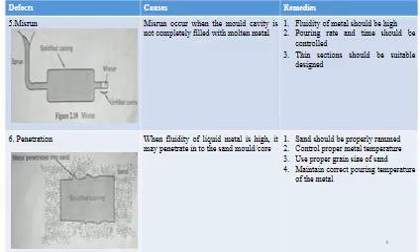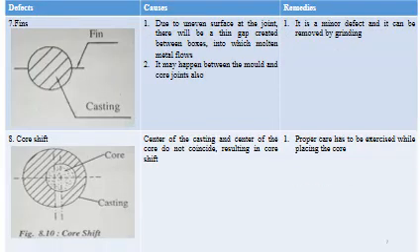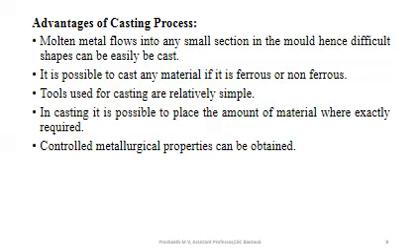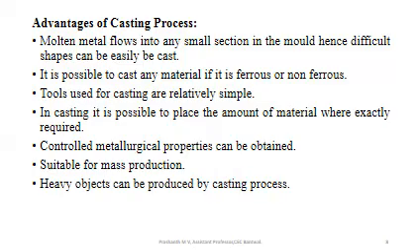These are the 8 defects, with their causes and remedies. Then, the advantages of the casting process. Molten metal flows into small sections. It is possible to cast any material, ferrous or non-ferrous metals. Tools are relatively simple. Casting makes it possible to place the amount of metal very exactly as required, controlled metallurgical properties can be obtained, and the process is suitable for mass production.